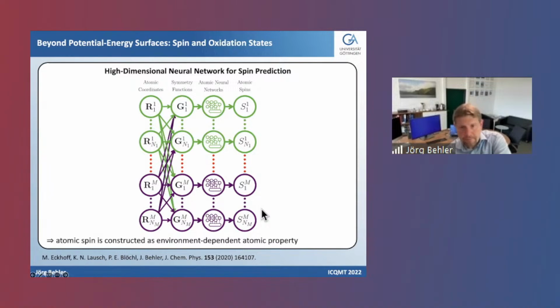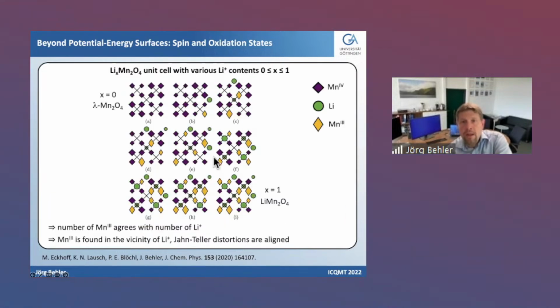So we can also analyze, based on the structure, the electronic structure. And this works, as shown here for increasing content of lithium. So you see here purple, the manganese 4 ions, and manganese 3 is shown in yellow, and green is the lithium. And the number of lithium ions, always in this projection of the unit cell, corresponds to the number of manganese 3. So this works very well.